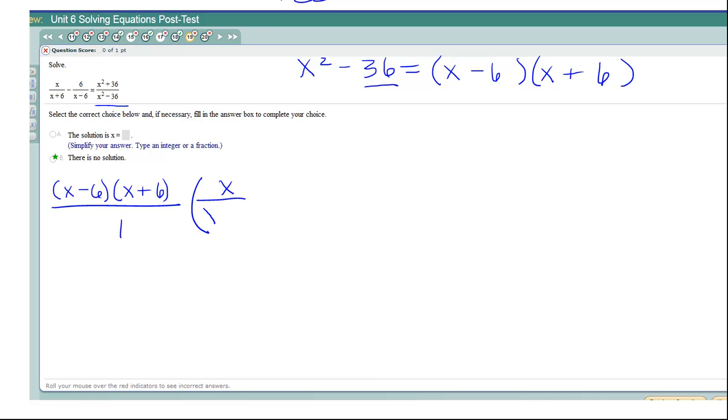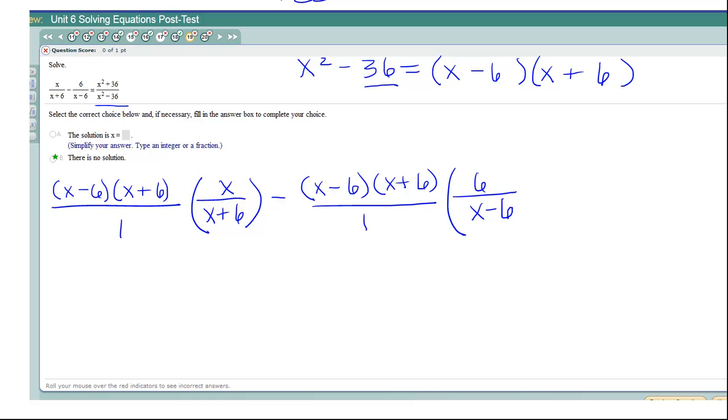So here's the first term, and then x minus 6 times x plus 6, 1 times 6 over x minus 6. This will be nice, Elizabeth, because they'll cancel very nicely. It looks terrible now, but it'll be okay. I know you've probably seen worse. Oh, I'm running out of room, and I don't want to go off the screen here.